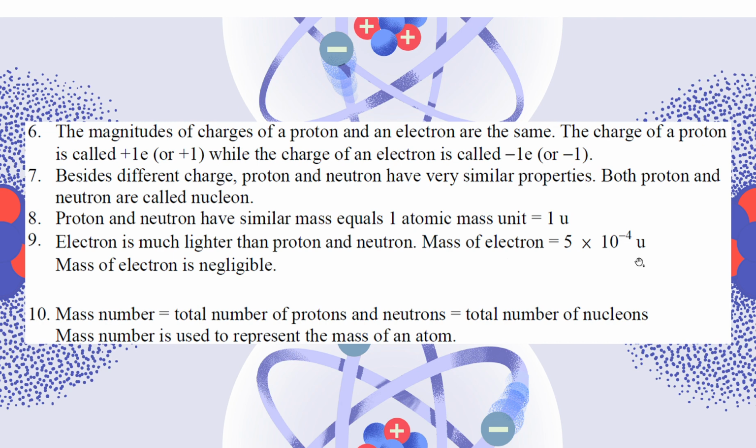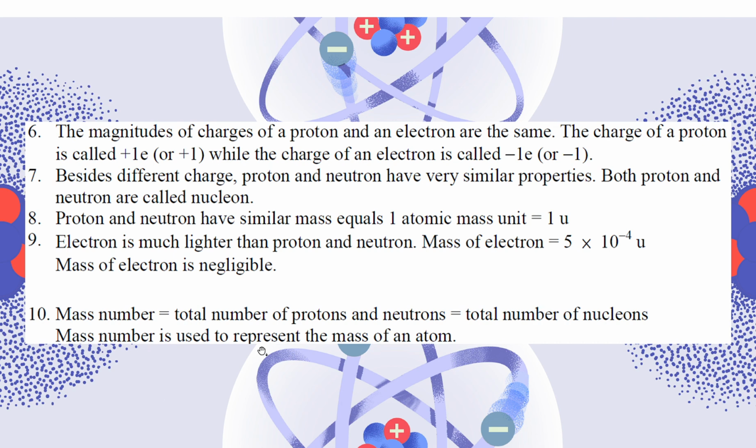1 over 2000, approximately. Actually, it's 1800 and something, but we take it as about 1 over 2000. The mass of an electron is negligible, because an electron is just 1 over 2000 of a proton or neutron's mass, so we can neglect it. So when we talk about mass number, we just talk about the nucleus, proton and neutron, and then we can talk about the total number of nucleons.